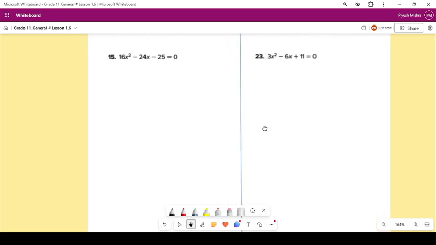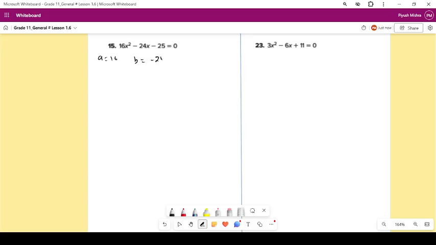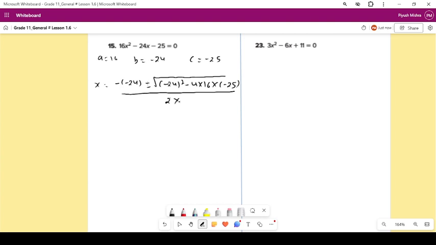Let's start question number 15 and 23. For question number 15, here you can see the value of A is 16, value of B is minus 24, and value of C is minus 25. So X is equal to minus B. B is minus 24. Okay, plus minus square root of B square, that is minus 24 whole square, minus 4 times A times C, by 2 times 16.